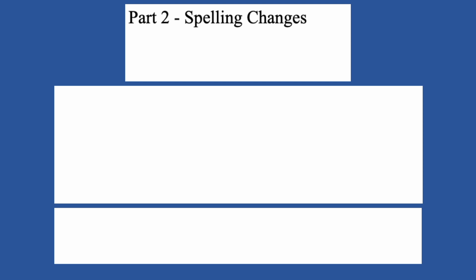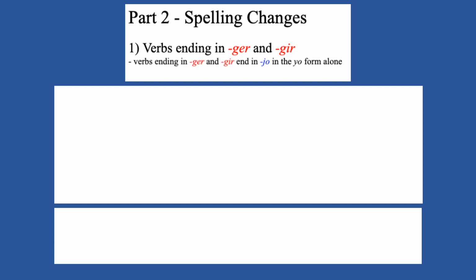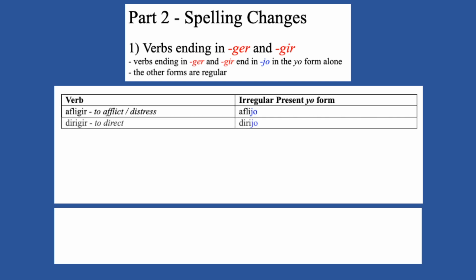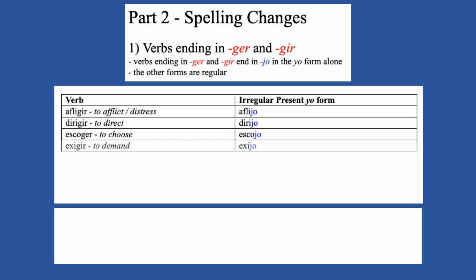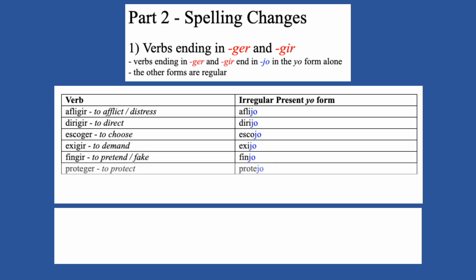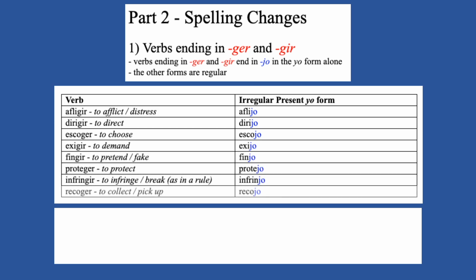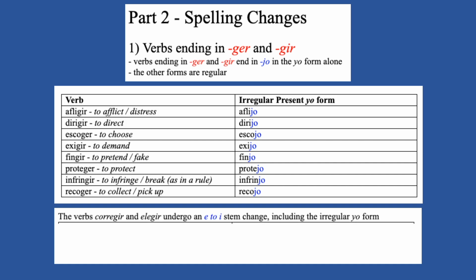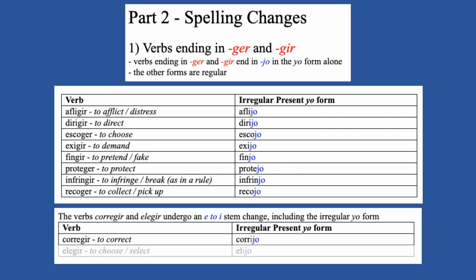Next are spelling change verbs, starting off with verbs ending in -her and -hir. These verbs end in -ho, -jo in the first person singular form, but the other forms remain regular. Now the verbs corregir and elegir are also E to I stem change verbs, and they also include this stem change in their irregular yo form.